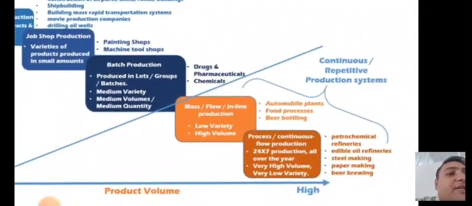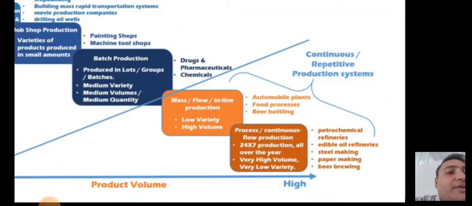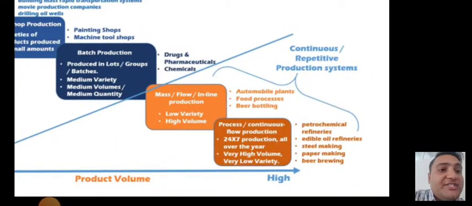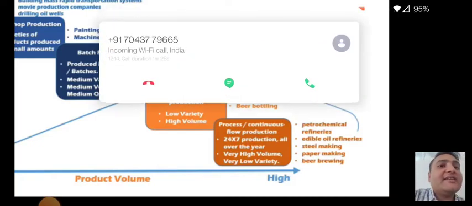So the continuous production type, or you can say continuous flow production, which is 24 by 7 production all over the year, very high volume and very low variety, like a plastic bottle of Bisleri, which is generated in high volume but low variety. Petrochemicals refinery, edible oil refinery, steel making, paper making, beer brewing, these are the examples.